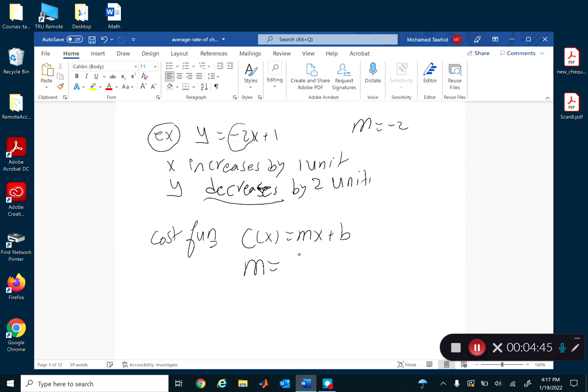That is our slope, but sometimes we call it marginal. If you recall, marginal, or sometimes we call it variable cost. Variable, that is from business, so variable cost, right? And your b, we call it fixed cost. That is your y-intercept, fixed cost, right?